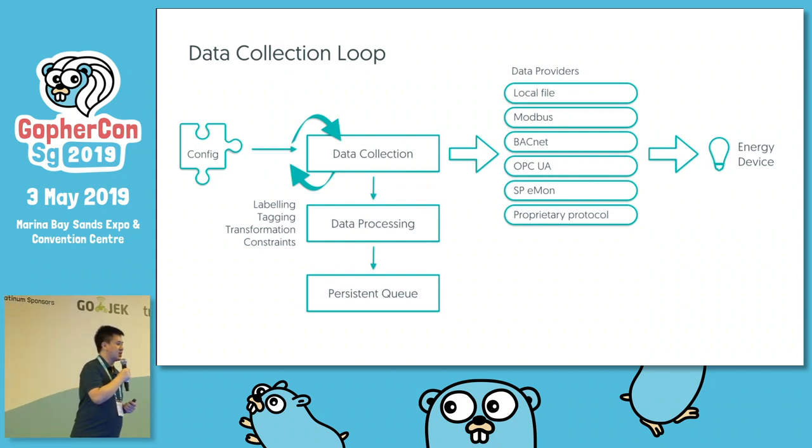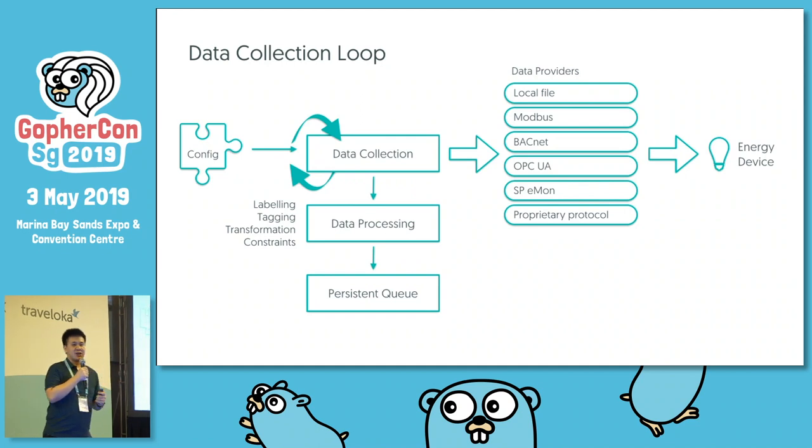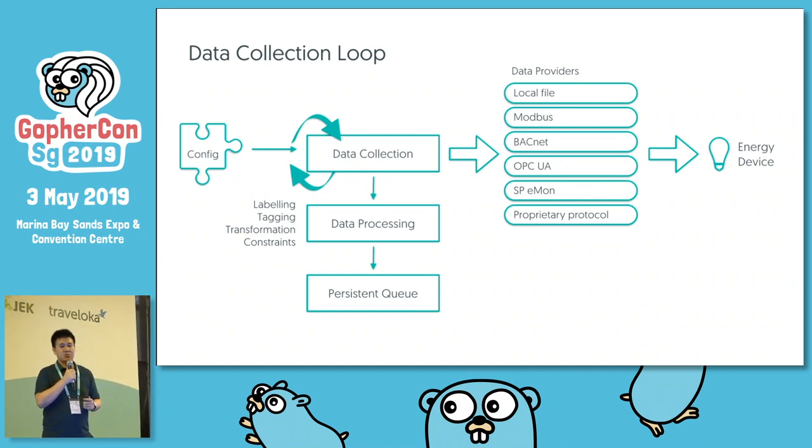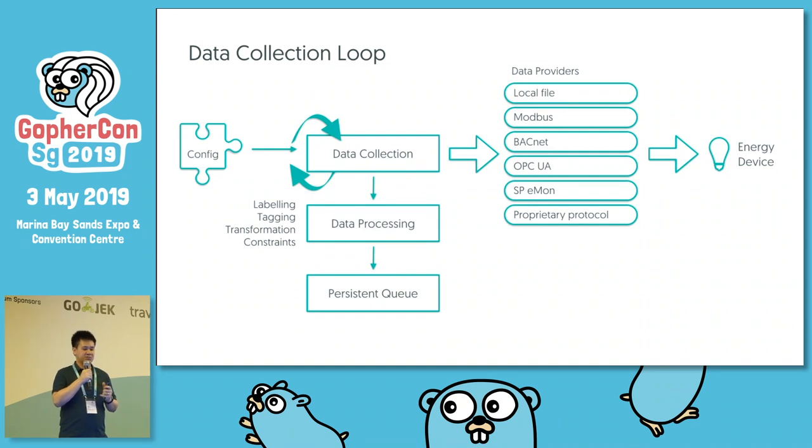Each time the data is collected, the data will go through the data processing stage first, where the data will be labeled, it will be tagged, we can do transformation, scaling, offset, and all this. And we can also apply constraints to the data. Then after this, the data will be pushed to a persistent queue.